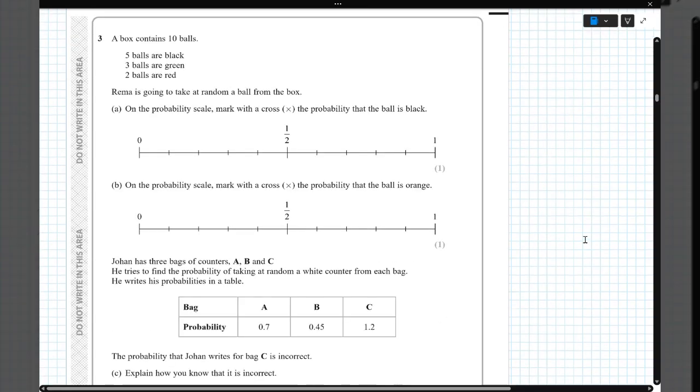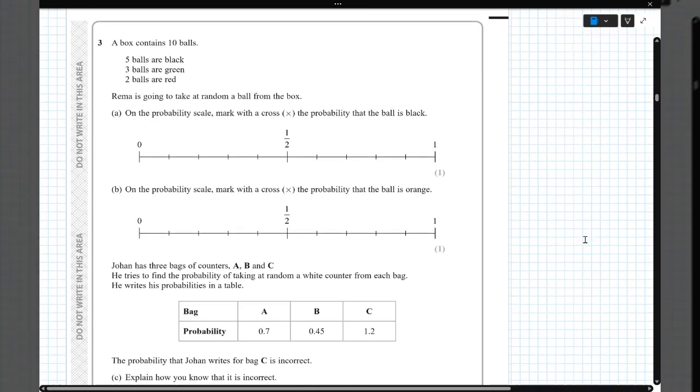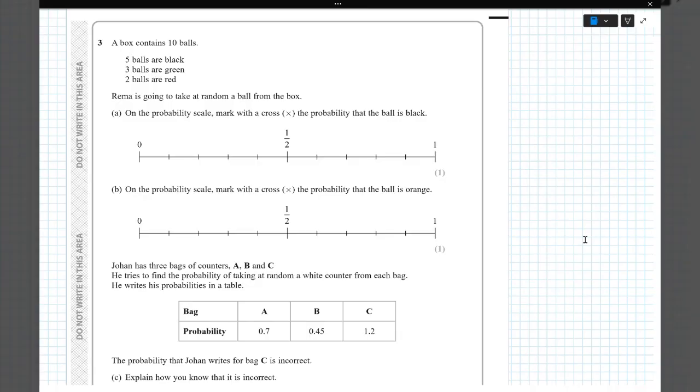Okay. Question 3. A box contains 10 balls. 5 are black, 3 are green, 2 are red. Rima is going to take one at random. On the probability scale, mark with X the probability the ball is black. So black has a probability of 5 out of 10, which is a half. So it's going to be there. On the probability scale, mark with a cross the probability that the ball is orange. There are no orange balls, so there is no opportunity for it to be orange. So we mark it there.